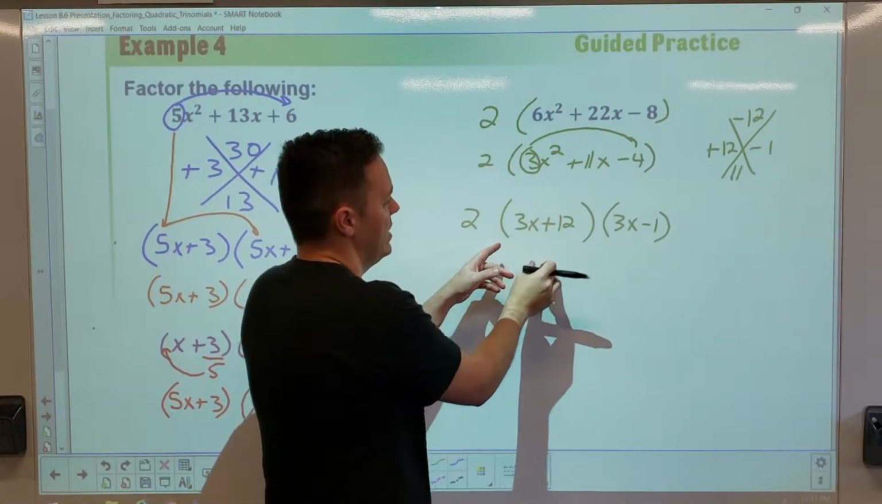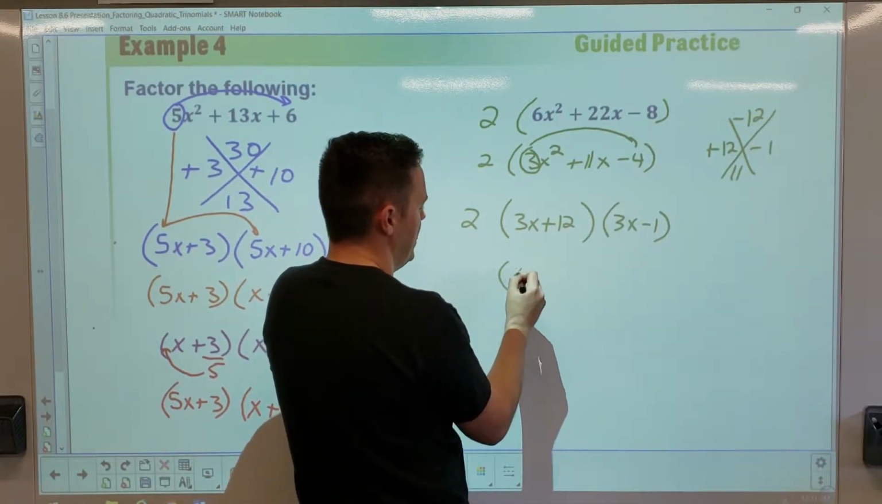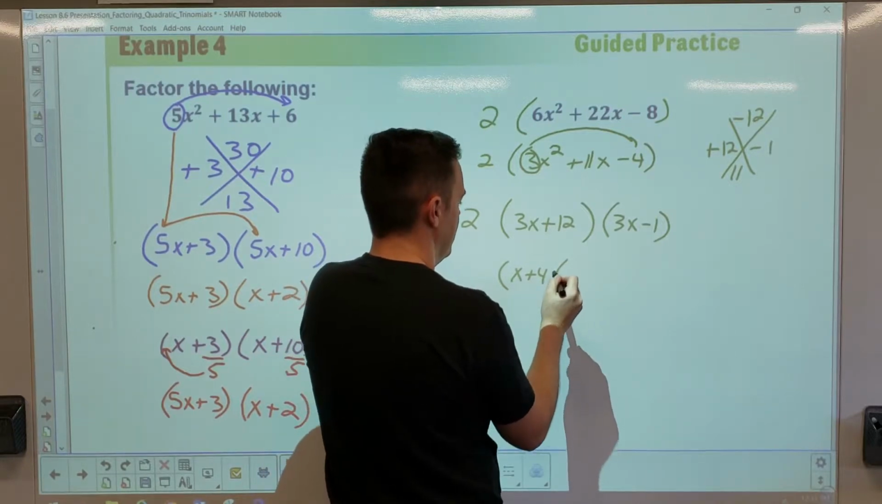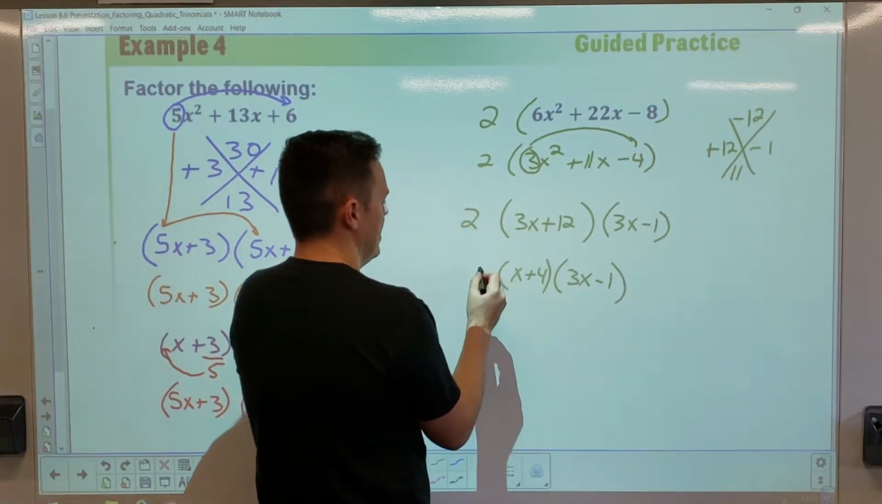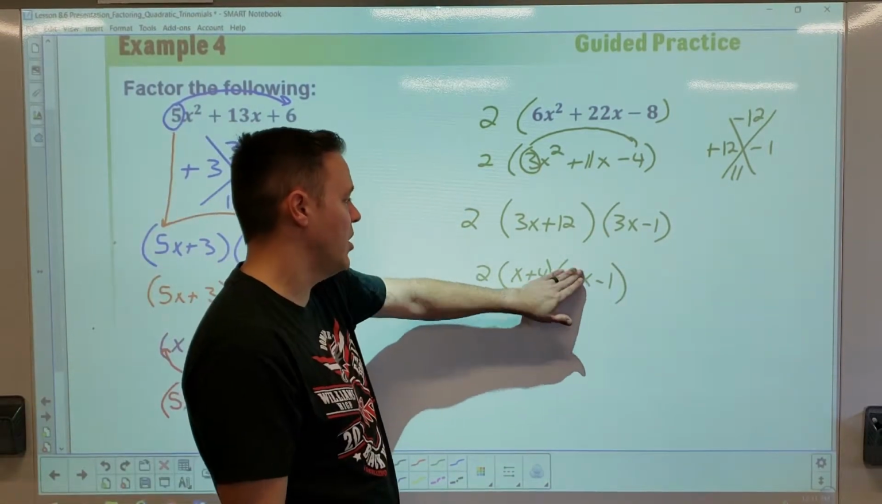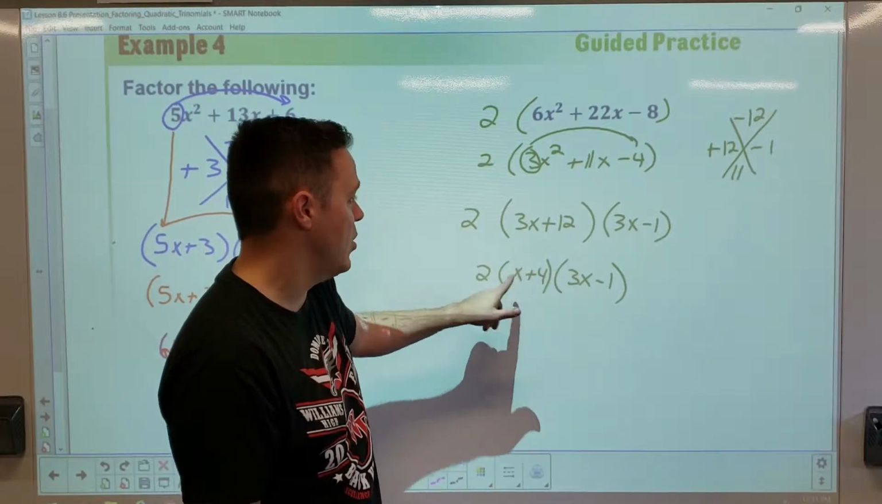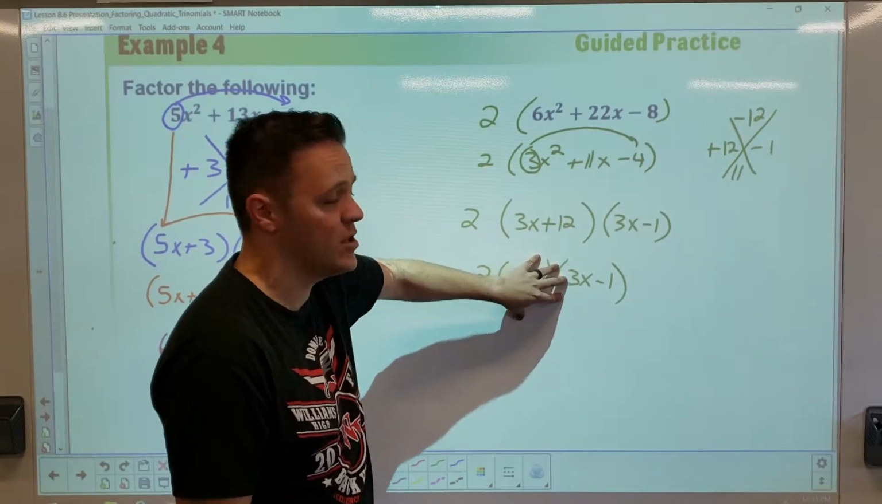The answer would be what? Yes, you can. You can factor a 3 out. So if you factor the 3 out, it would be x plus 4 and 3x minus 1, and the outside would be multiplied by 2. So what would happen then is if you multiply these together, this would be 3x squared, and then you would times it by 2. You would get this answer. So here's the answer for this particular one.